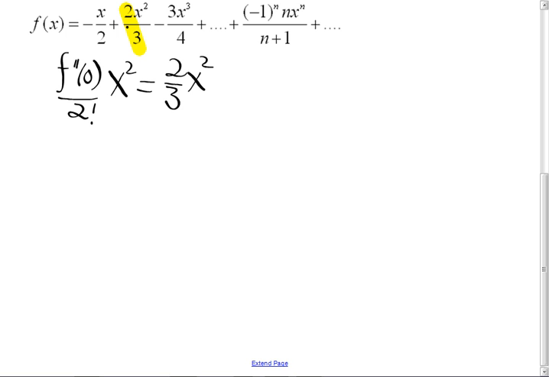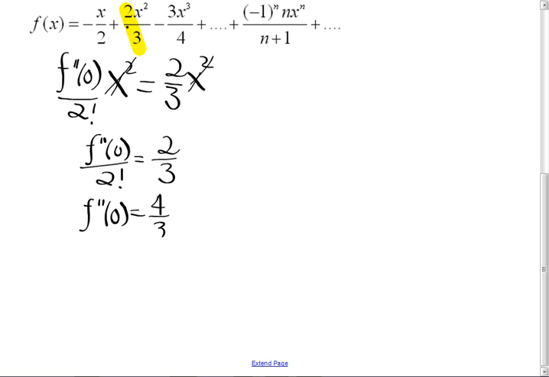What could I do with the x squareds? Cancel them out, so that the second derivative over 2 factorial has to equal 2/3. What's the value of the second derivative then? It is equal to 4/3. Can you just take the derivative of the function to get that? Yeah, you can. But what if it's the 20th derivative? What if it's the 100th derivative? You got trouble. Because I'm going to multiply this by 2.